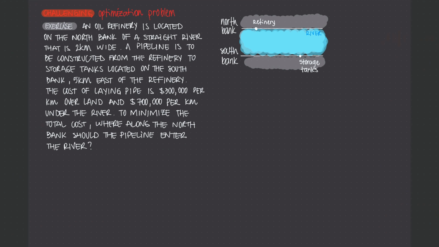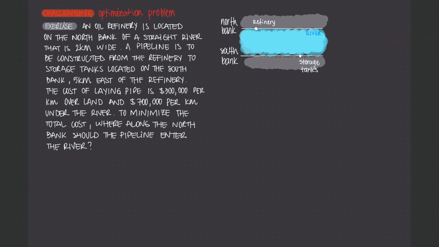This is the context of the problem. It doesn't obviously have to involve a refinery, but this type of optimization problem has shown up a few times in IB and it shows up in pretty much every calculus book. And the exercise is the following.